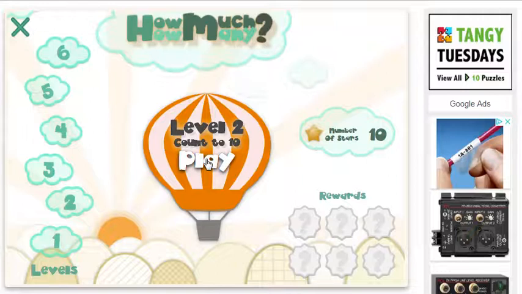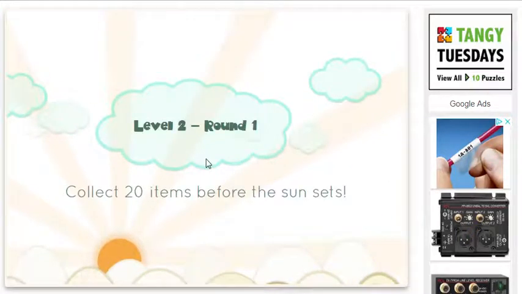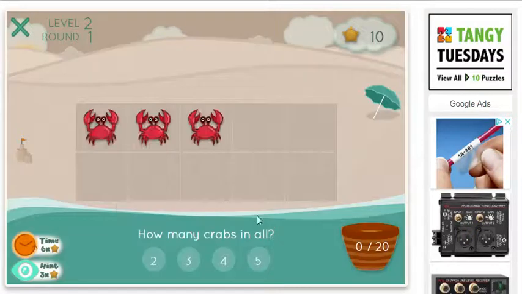Count up to 10. And there are going to be different types of questions. So it says we need to collect 20 items to get away with this. We can see that they've got that 10 frame again here, which is a big manipulative that's used in first grade and kindergarten to help students with finding those number partners that make 10. And it says how many crabs in all.